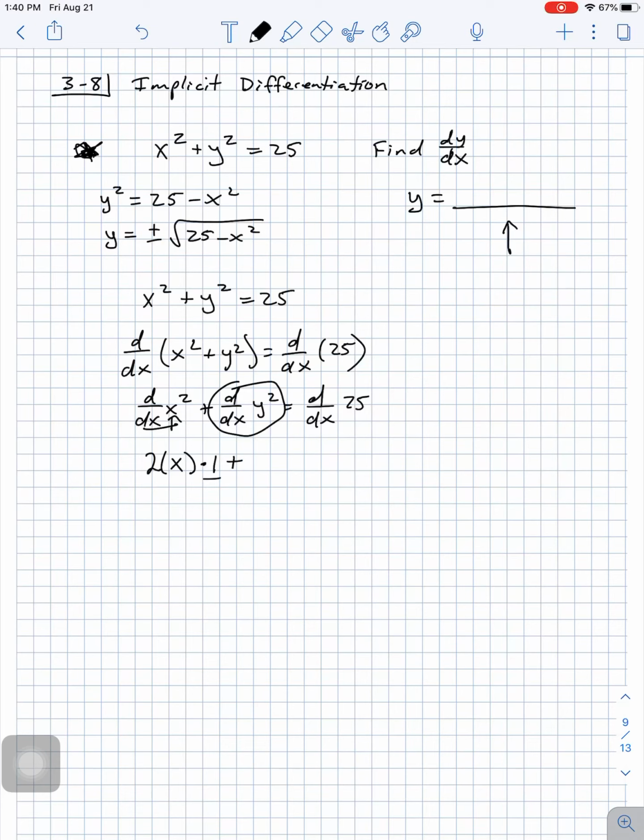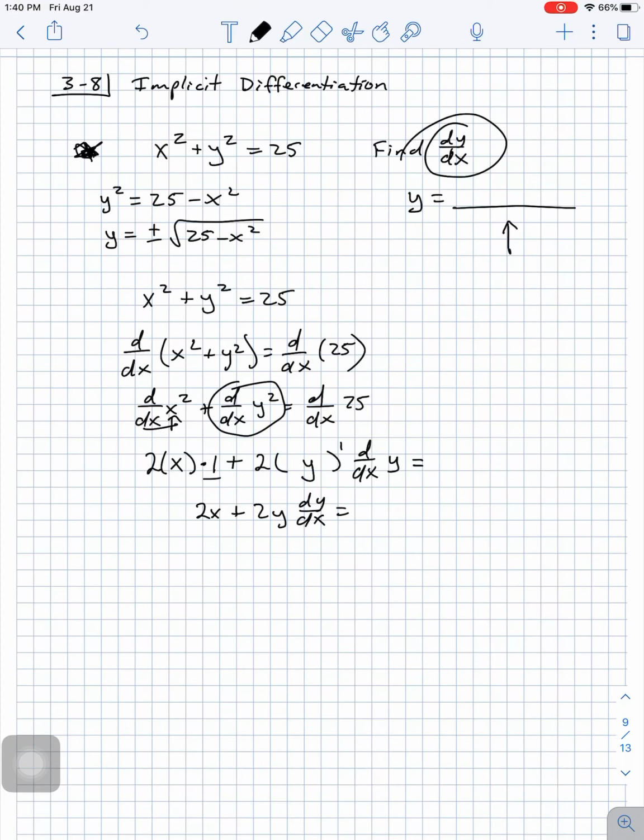The derivative of the outside function is again a power rule. Drop down the 2, lower this guy by 1, evaluate it at the inside function, times the derivative of the inside function. Now, what is the derivative of y? Well, it's just dy dx, right? That's been our notation all along. That's the derivative of y. So what this side, I'll come back and do the right-hand side of the equation. What this becomes is 2x plus 2y dy dx.